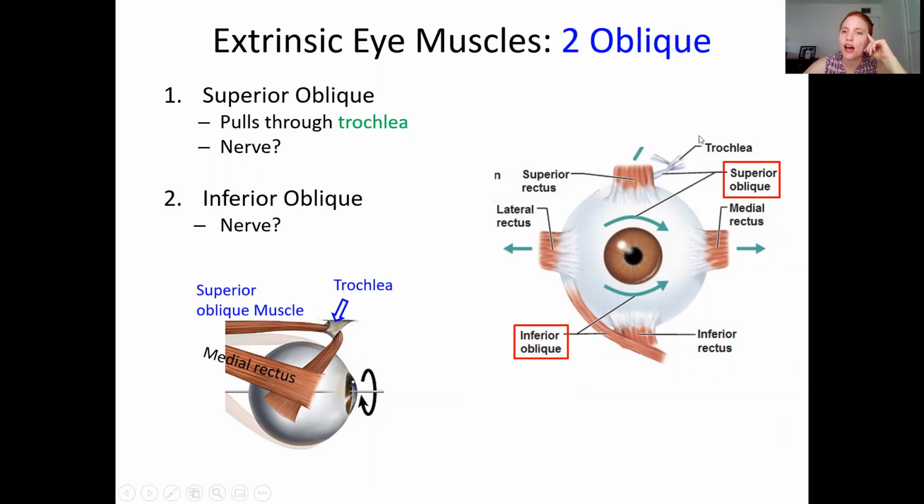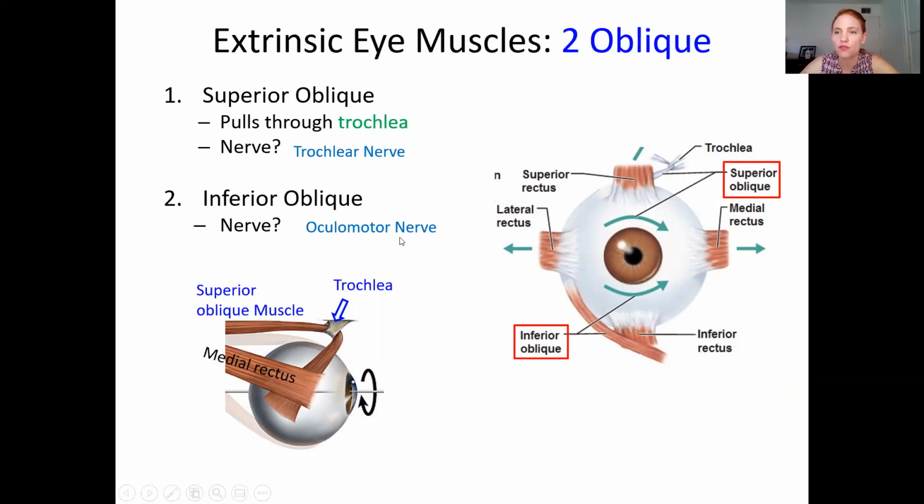Okay, so because the tendon runs through the trochlea, that's where the name of the nerve comes from. So what's the name of the cranial nerve that's going to control the superior oblique muscle? That's going to be the trochlear nerve, and it comes from the fact that the superior oblique muscle runs through the trochlea. That's where that comes from. And then the inferior oblique right here, that one is also going to be controlled by the oculomotor nerve.